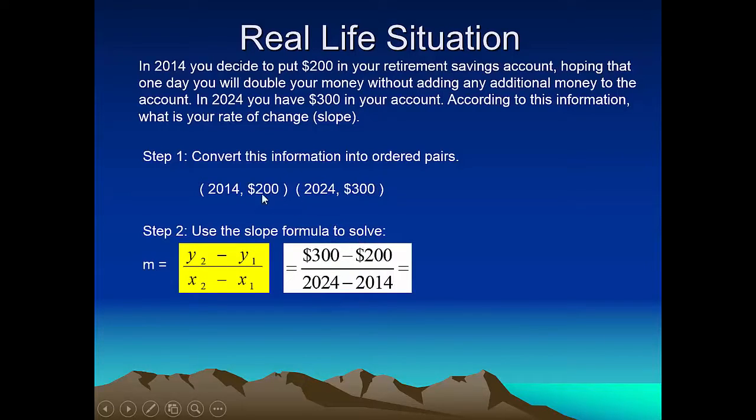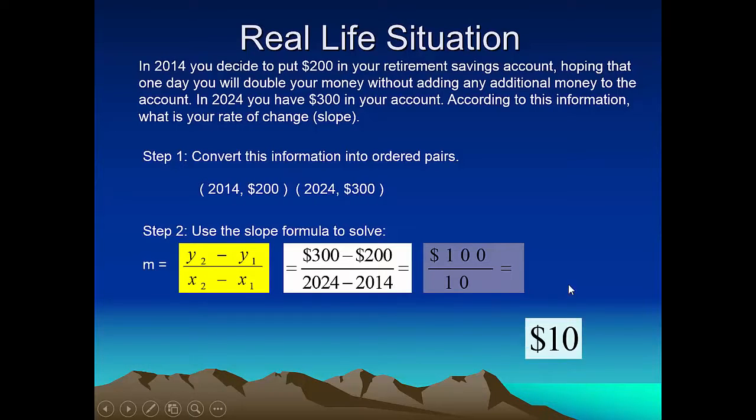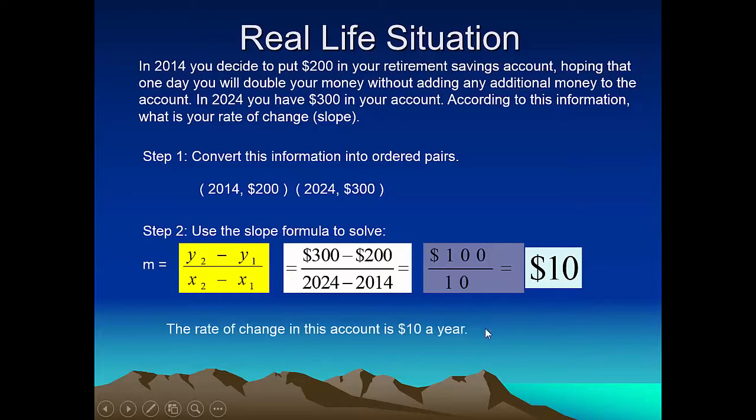We will have $300 minus $200 over 2024 minus 2014. And that will give us $100 over 10. 100 divided by 10 will leave us $10. So the rate of change in this account is $10 a year. That's what our slope means, that the amount in the account increases by $10 a year. And if you notice, this has been a 10-year gap. $10 a year yielded an extra $100. So you went from $200 to $300, which is shown here.